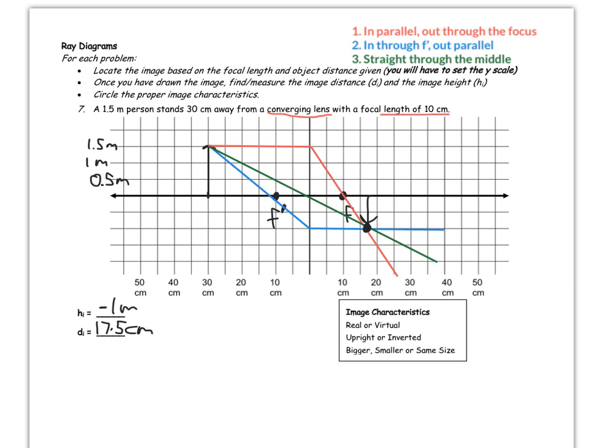The final bit we want to do is we want to go ahead and circle the characteristics of this image, and so this is going to be a real image because those light rays actually converge and come together. It is inverted, as we can see, and it is smaller than the object.